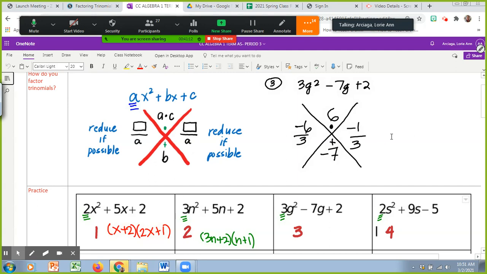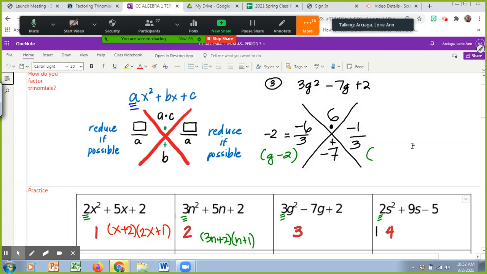Okay, this one, you're going to leave it as it is, right? Because that cannot be reduced anymore. But what is this equal to? What's negative 6 divided by 3? Negative 2. Perfect. Okay, so now we're going to write down the answer. For this, it's going to be G take away 2.